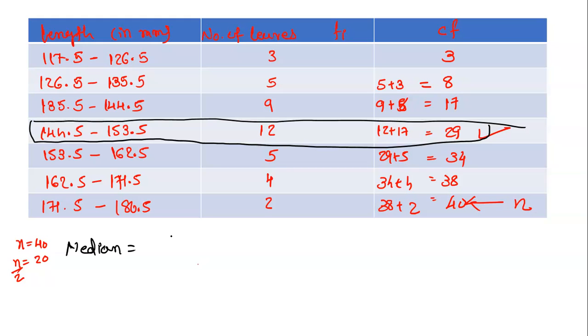So that is n by 2 L plus n by 2 minus CF upon F into H. So all data I will write down first. Okay. So L is what?